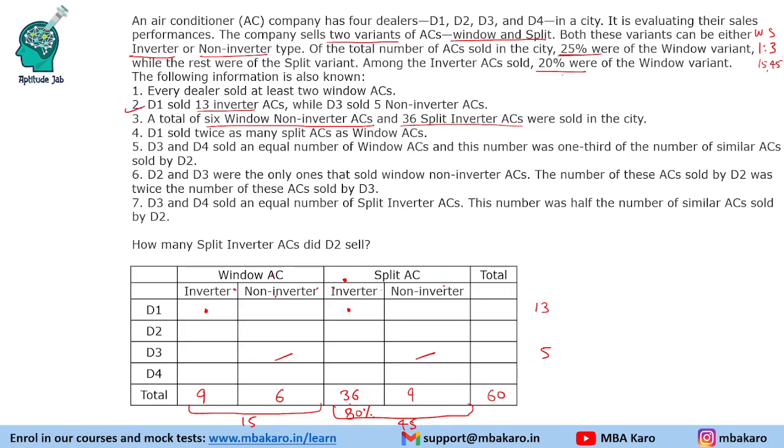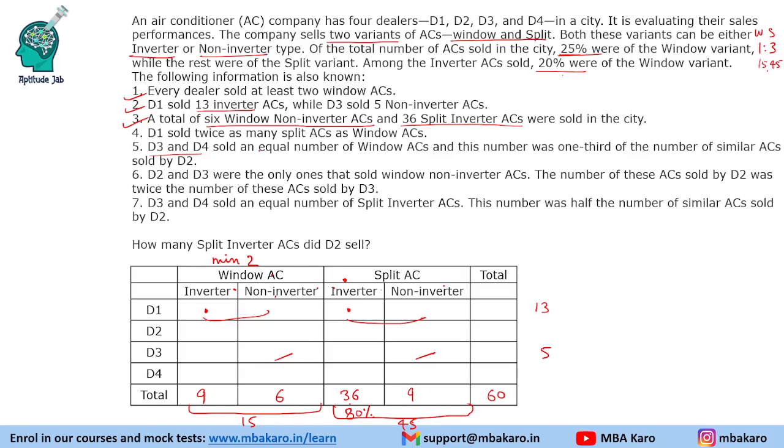Okay. Now we will look at the conditions. It says every dealer sold at least 2 window ACs, right? So it has to be minimum 2 for each of the dealers. Two, second point is done, third is done, fourth says D1 sold twice as many split ACs as window ACs. Okay, D1 twice split ACs as window ACs. So we do not know the number yet. We will come to it later because within window also we have, and split also we have two kinds. So we will figure it out later.